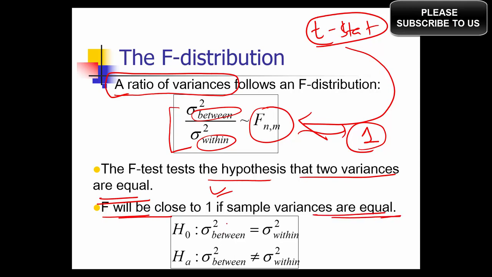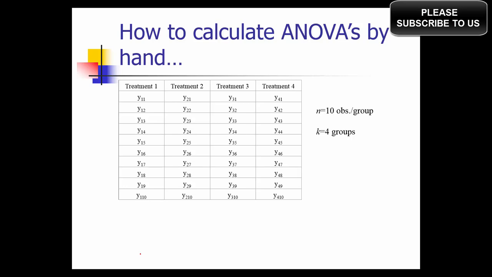Here the between is similar to what is within, which is the null hypothesis, and the alternative hypothesis is that they are different. Ultimately we want to compare the mean, not the standard deviation or the variance, but we'll make use of variance. Let's take an example.